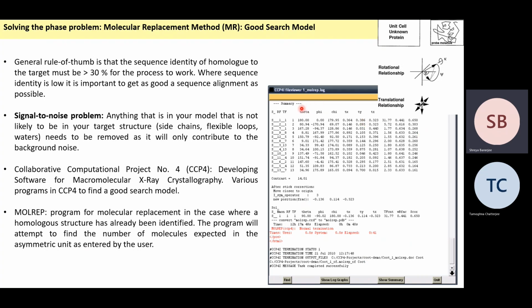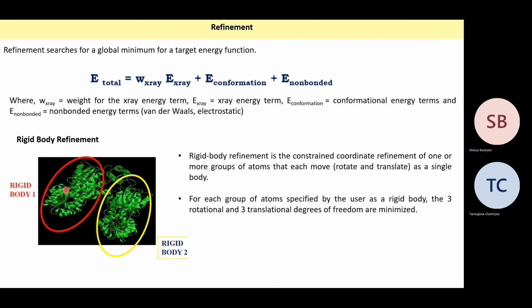It will tell you by what angles, so you can see the rotational relationship. There are 3 angles, phi, chi, and kappa. And also translation relationships. There is movement along 3 axes. So this output of MolRep will tell you by what rotational angles and by what translational distances the unknown protein differs from the known protein. And like that, you can find the phase of the unknown protein.